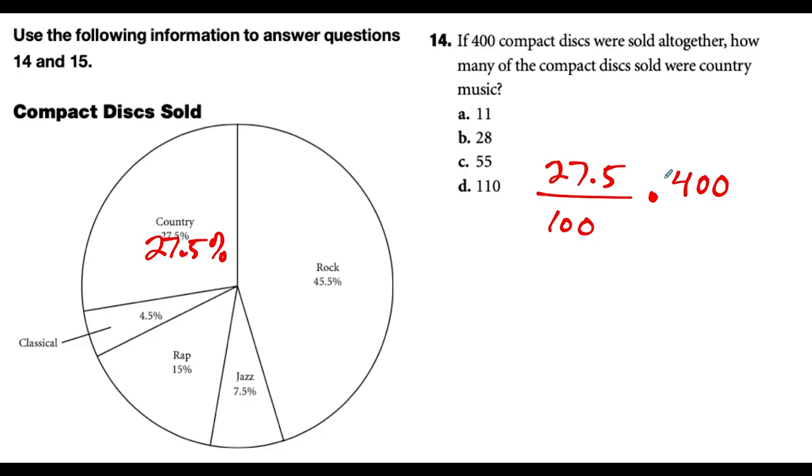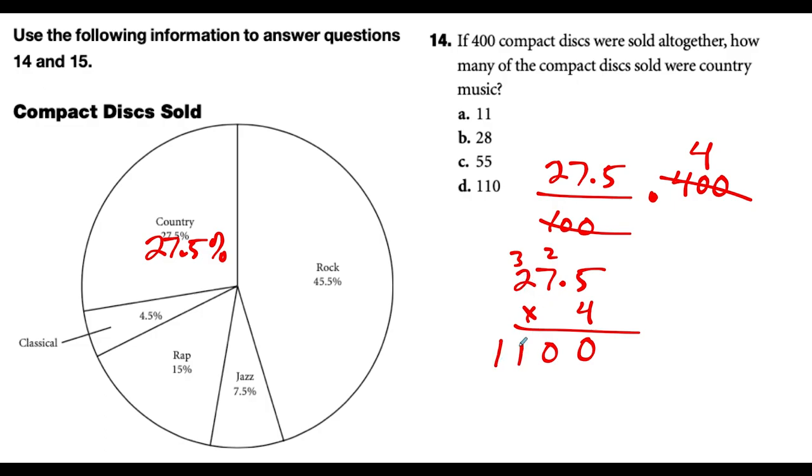400 divided by 100 is 4. So then we're really just doing 27.5 times 4. And if we work this out, 4 times 5 is 20. We carry the 2. 4 times 7 is 28 plus 2 is 30. Carry the 3, 4 times 2 is 8, plus 3 is 11. And now just be reasonable, 27.5 times 4 is definitely not 1100, but we ignored one decimal place. 110 is very reasonable, and that's going to be our solution here.